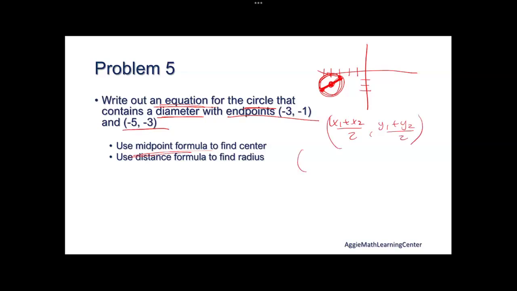Okay, so we have -5 plus -3 divided by 2. And then we have -3 plus -1 divided by 2. -5 plus -3 is going to be -8 divided by 2, which is going to be -4. -3 plus -1 is going to be -4 divided by 2 is going to be -2. Okay, so that's going to be our center. In other words, that's going to be our h and our k.